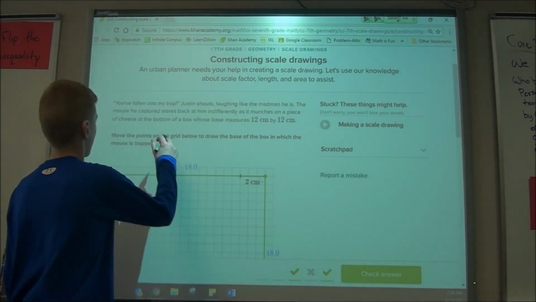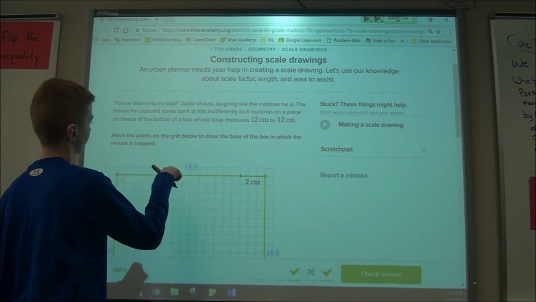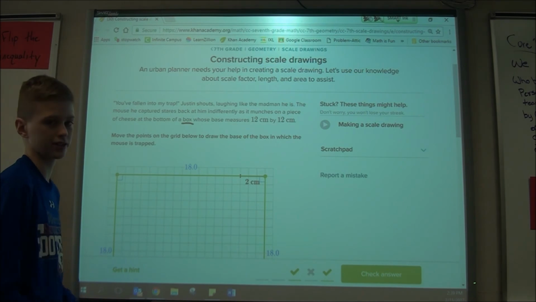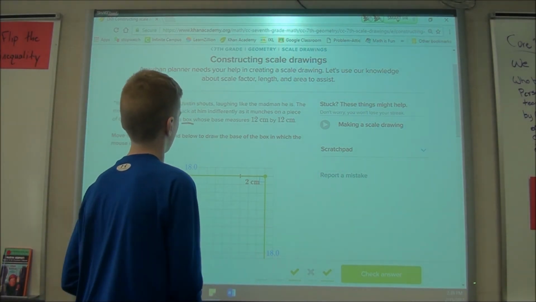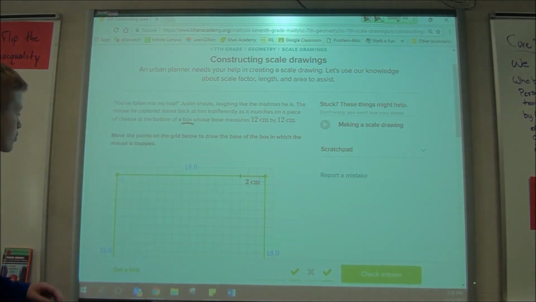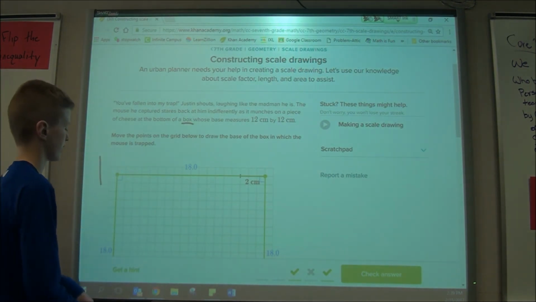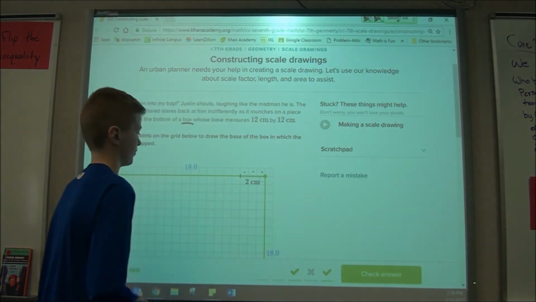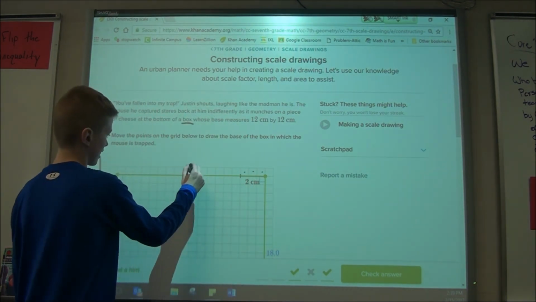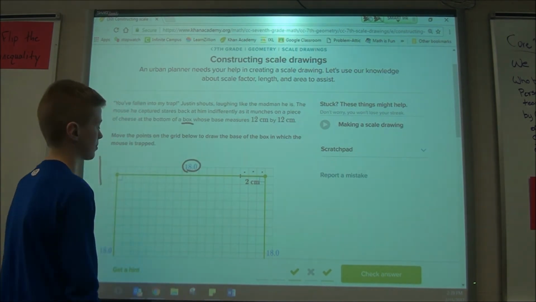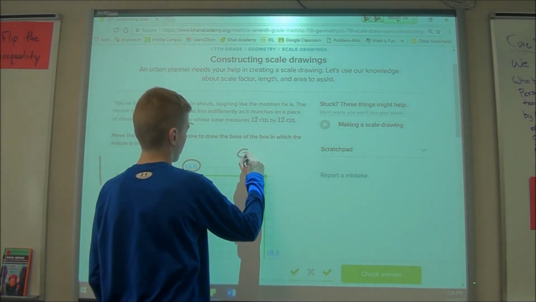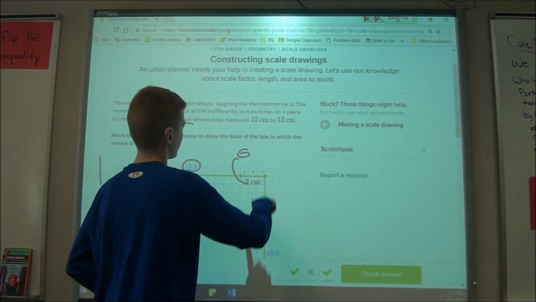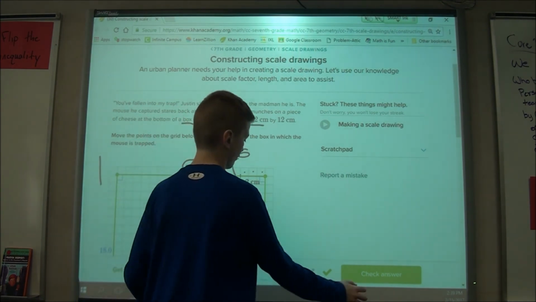And we know it needs to be a square because the bottom of a box is a square. It's a 3D square. So that means we have the square right, because all side lengths are equal. And for every 3, we have 2 centimeters, and we have 18. So 18 divided by 3 is 6, and 6 times 2 is 12. So that's how we know we have the right answer.